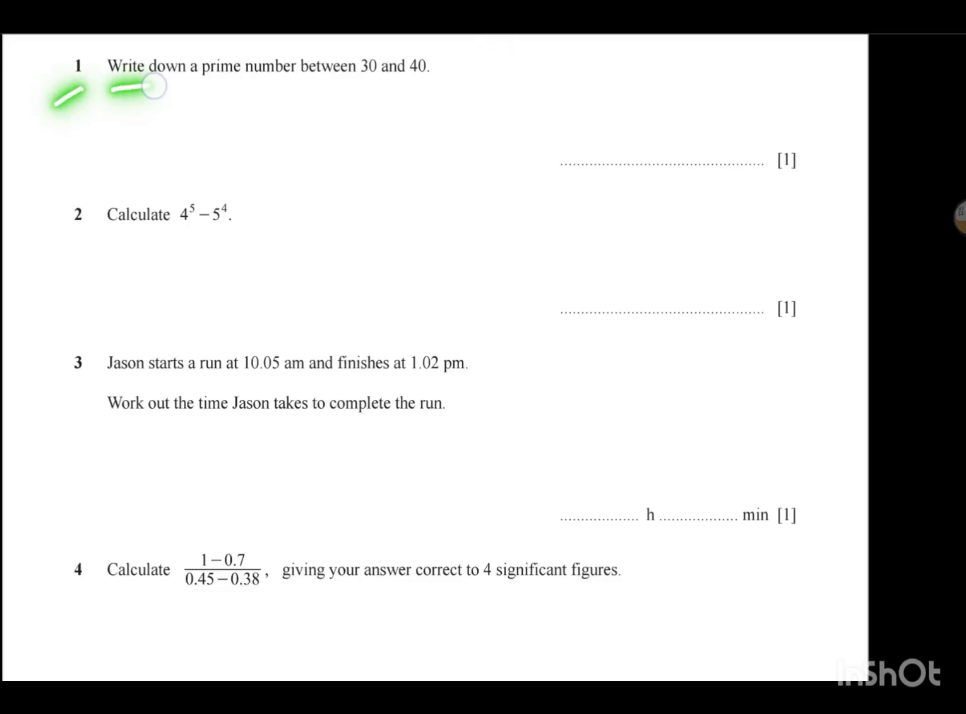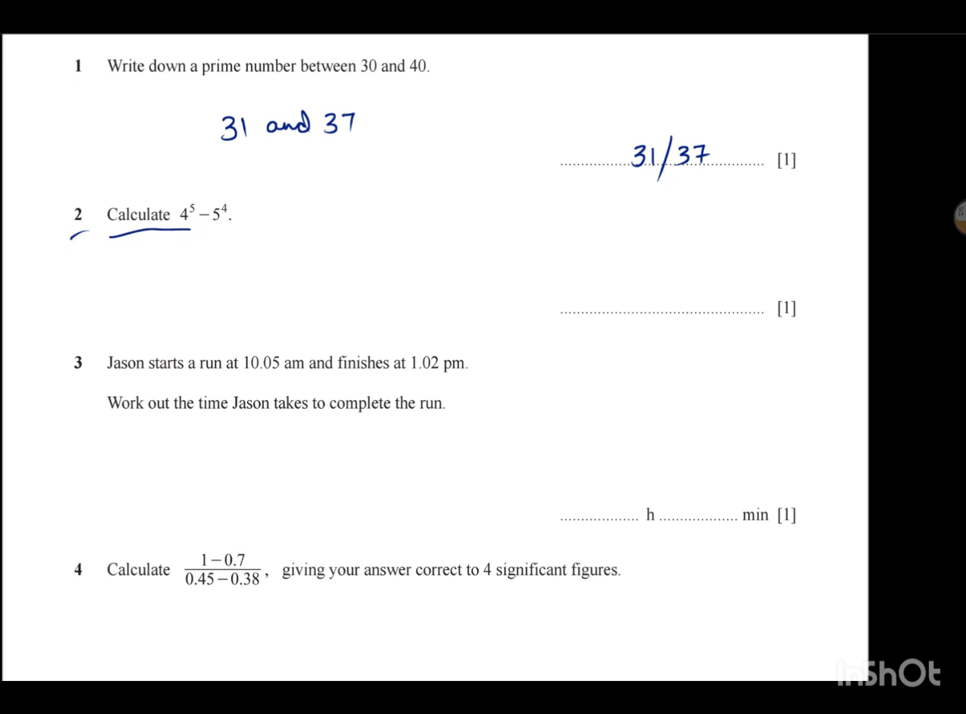Question number 1. Write down a prime number between 30 and 40. So what are the prime numbers between 30 and 40? 31 and 37. So any one of them you can write here. Anyone.